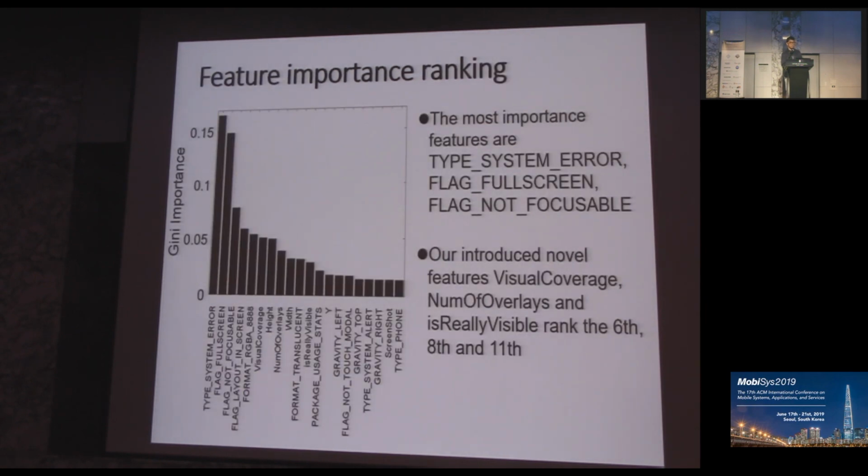We also use Gini importance to profile the correlation between the malice of the app and the overlay features. Gini importance is an inherent criterion of the random forest model, and the results are consistent with our measurement findings in the overlay feature behavior study. For example, the type system error's high importance complies with its high correlation with the malice of the app. And our introduced novel features, visual coverage, number of overlays, and is rarely visible, ranked 6, 8, and 11 in their Gini importance, which also illustrates their contribution to the classification of the applications.